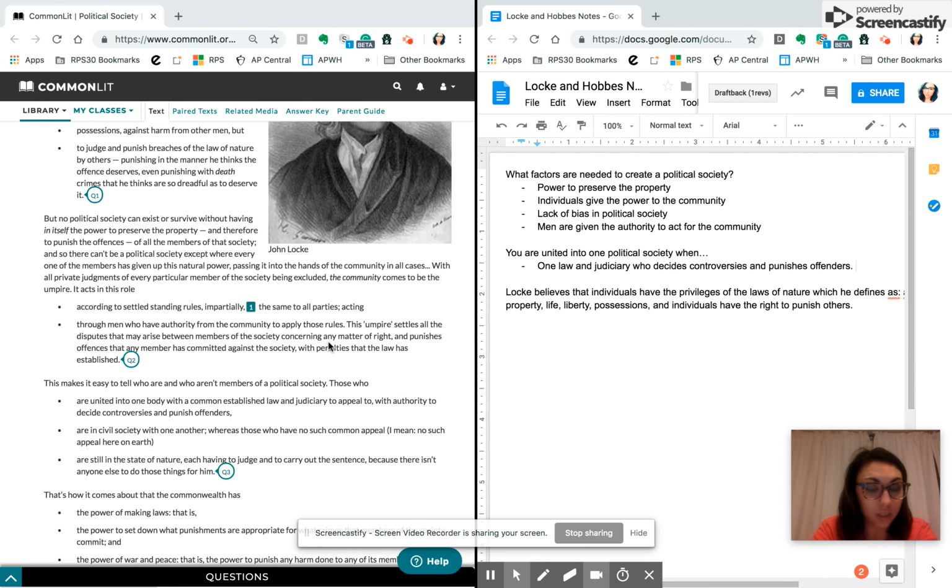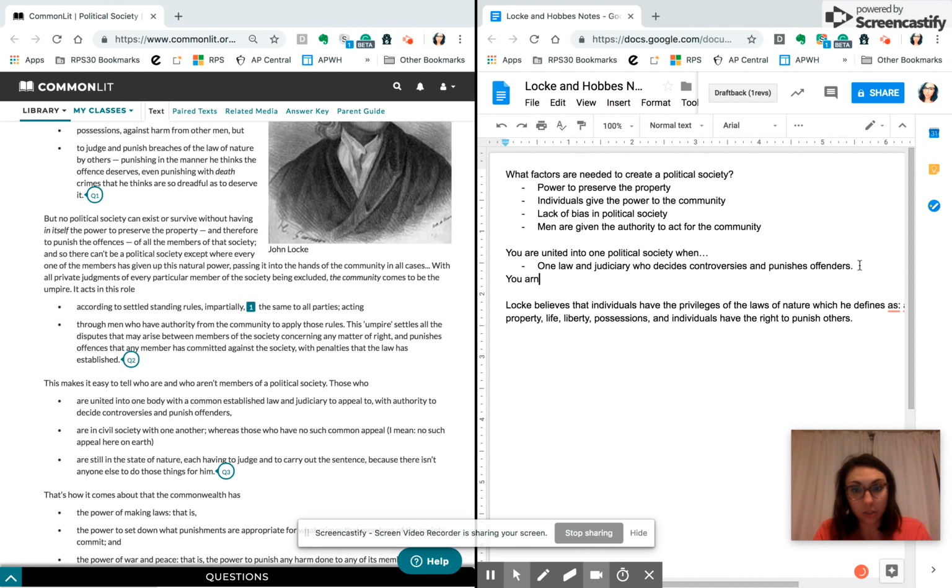Are in civil society with one another, whereas those who have no such common appeal, no such appeal here on earth, are still in the state of nature, each having to judge and to carry out the sentence because there isn't anyone else to do those things for him. So you've got those people, right? This section, those who are part of a political society. And then you are not. This typing is hard.